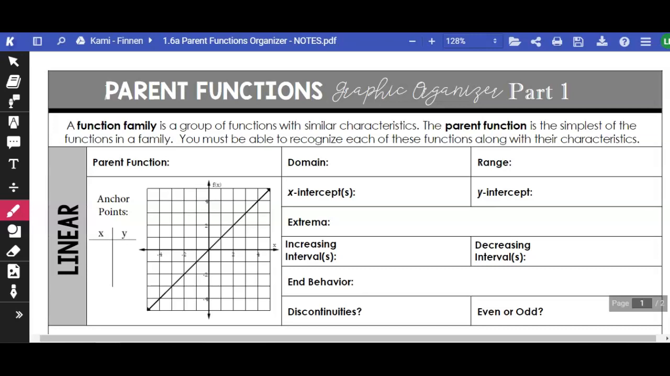Alrighty, today we're going to look at parent functions, and you have this graphic organizer part 1. Part 2 will come like next 6 weeks. It won't be the next lesson. We're going to look at them a set at a time. Parent functions are not new to you.